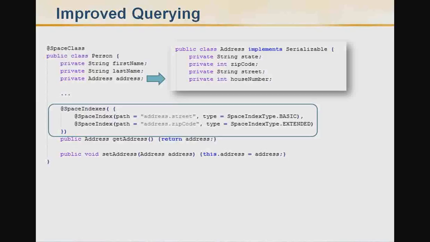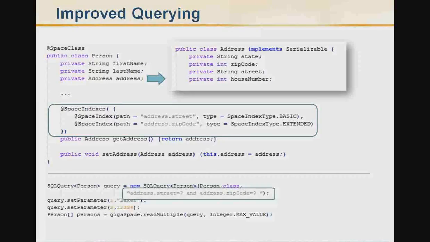We can also specify the type of the index. For example, we can use a basic index, which is an index that's fitting mainly for equality expressions. It doesn't have an order to it. So if you are looking to do a greater than and less than query, you should use the extended index.